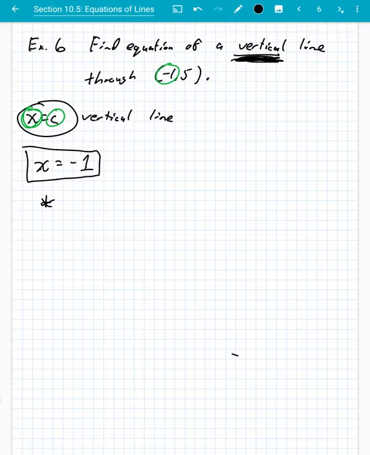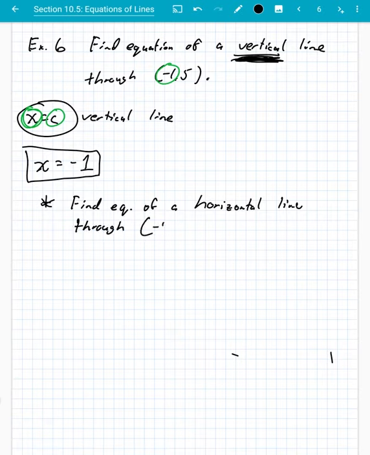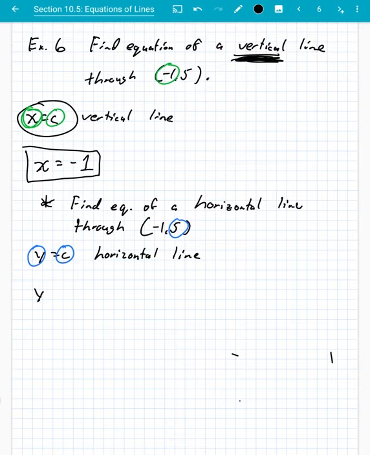Hypothetically, let's say it said find an equation of a horizontal line through the same point, negative 1, 5. Remember, horizontal lines are y equals c. That would be a horizontal line. So in this instance, we want to find the y-coordinate, which is 5, and that's going to go for the c. So your equation would then be y equals 5, your answer.